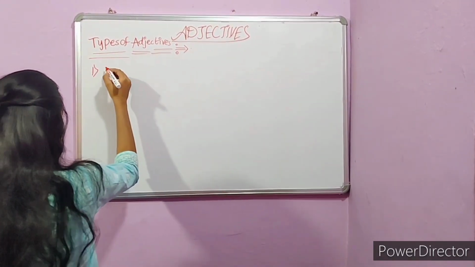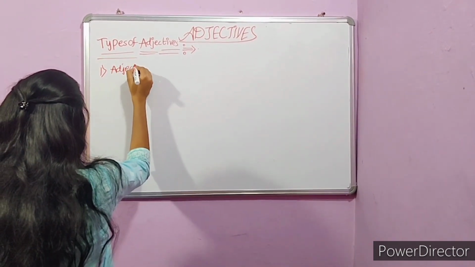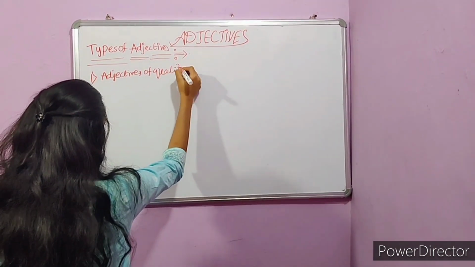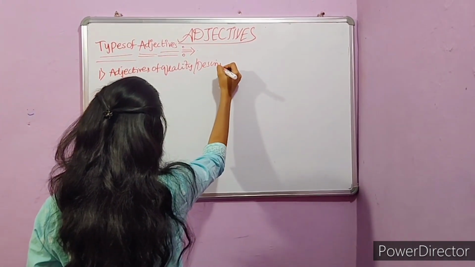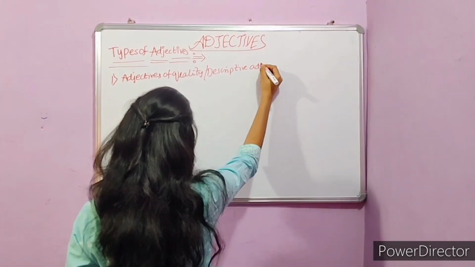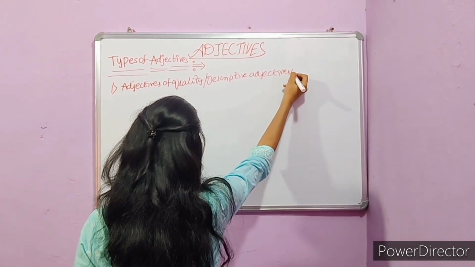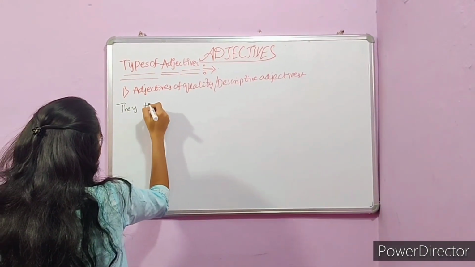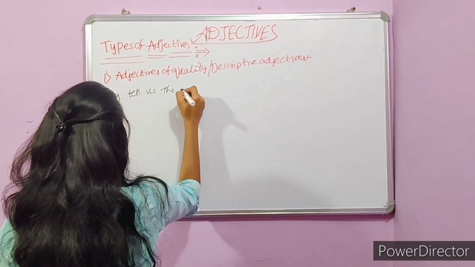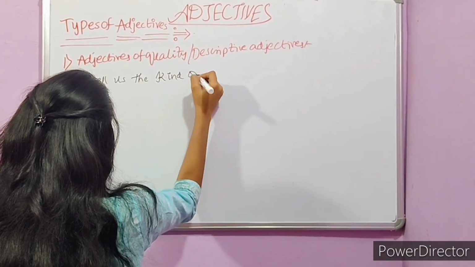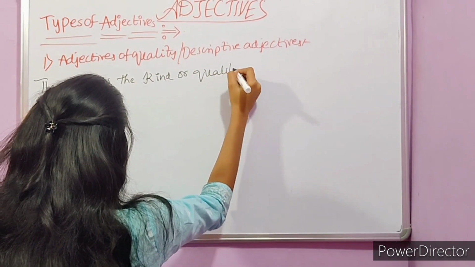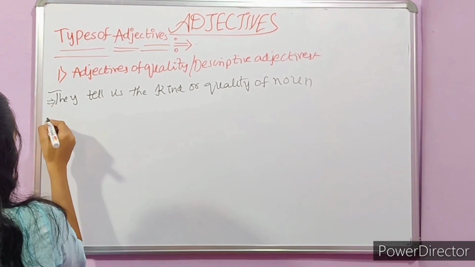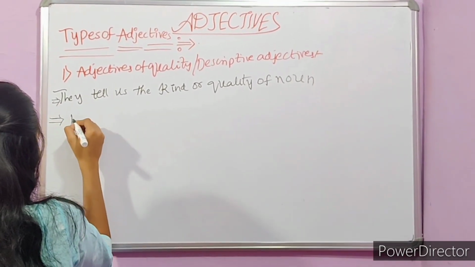First one is adjectives of quality, or descriptive adjectives. They tell us the kind or quality of a noun, and they give an answer to the question "what kind of?"